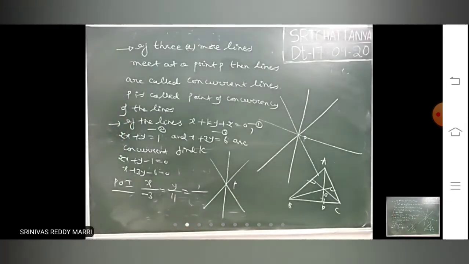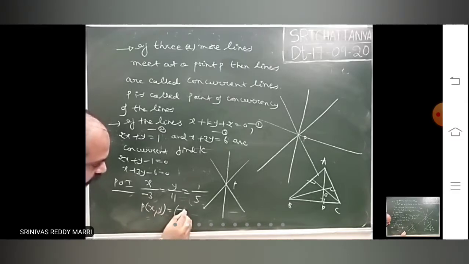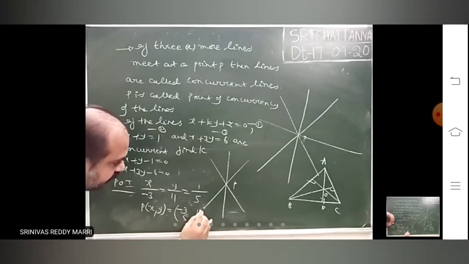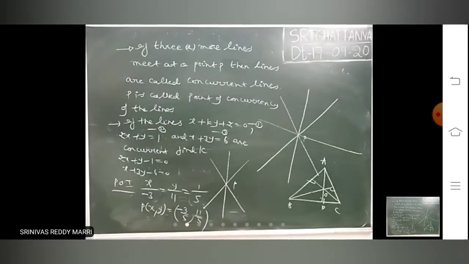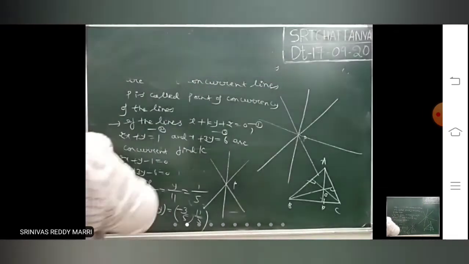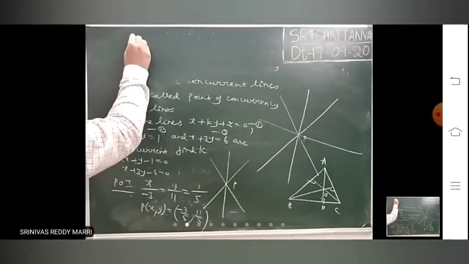So 1 divided by 6 minus 1 is 5. Therefore, the point of intersection (x, y) equals (minus 3/5, 11/5). So this is the point of intersection, and this lies on the third line, because they have the point of intersection in common.